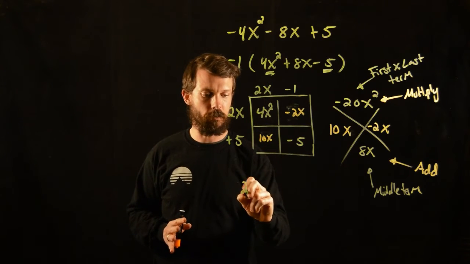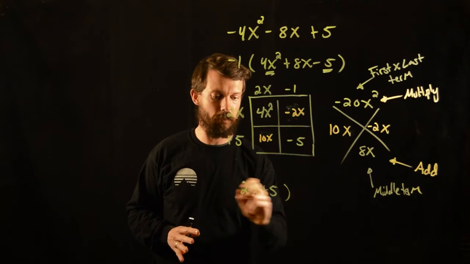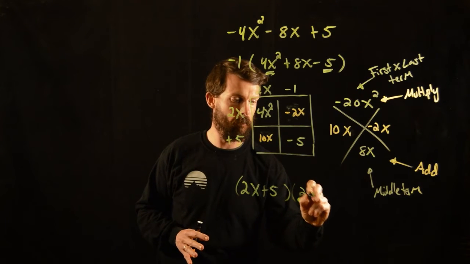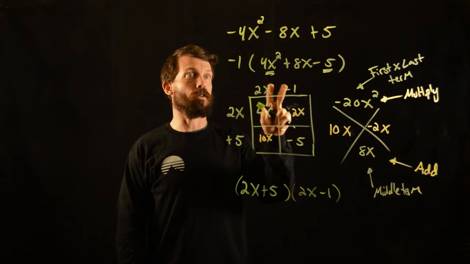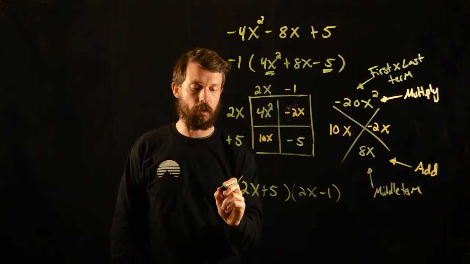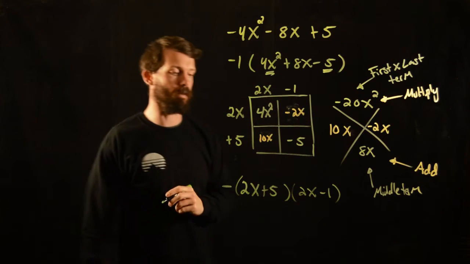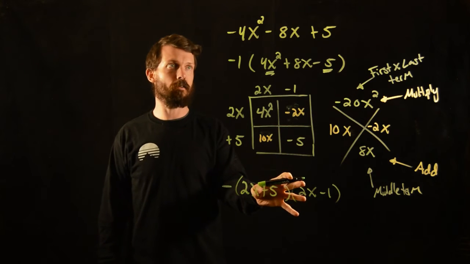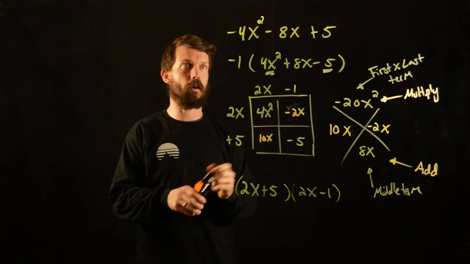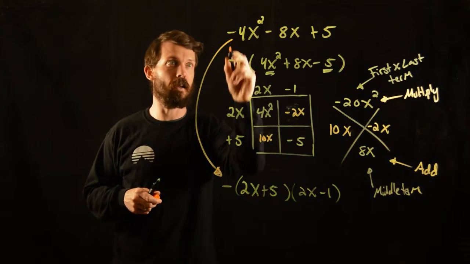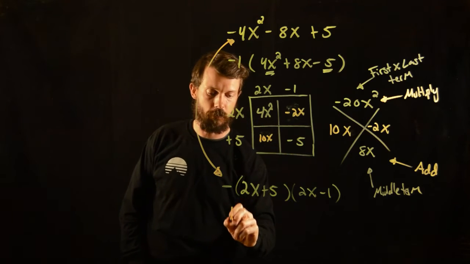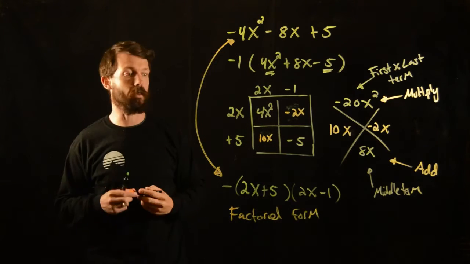So now you should see that these outside pieces are your factors. I basically put this in factored form by using the box method. Don't forget the negative 1 that we pulled out, so I'm going to put a negative 1 right on the outside there. So this right here is the factored form of the original standard form. Both of these are identical, just in a different form. This is factored form. That's what we're trying to do.